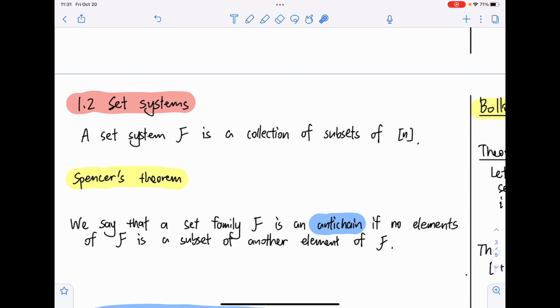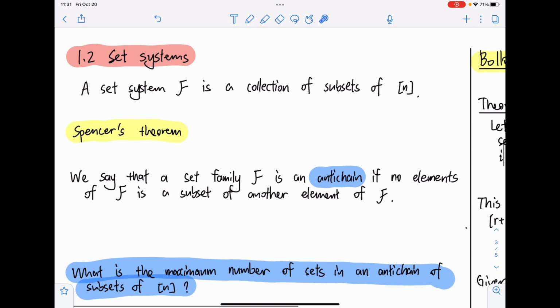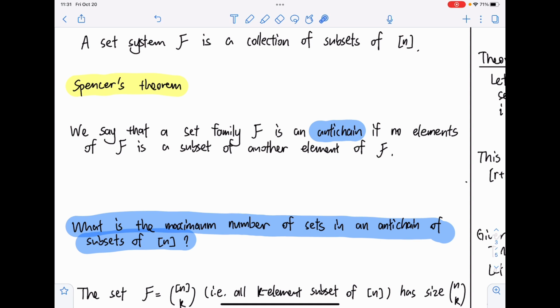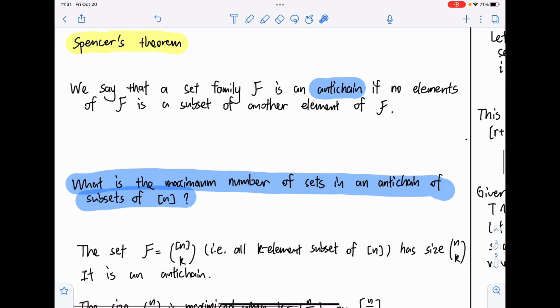And we'll see some classic results from extremal set theory. It shows the clever probabilistic proof. And the first one we're going to talk about is Spencer's theorem. We say that a set family F is an anti-chain if no element of F is a subset of another element of F. So it's an anti-chain, i.e. the elements of this set family are pairwise incomparable by containment. And then naturally a question arises: what is the maximum number of sets in an anti-chain of subsets of 1 to n?